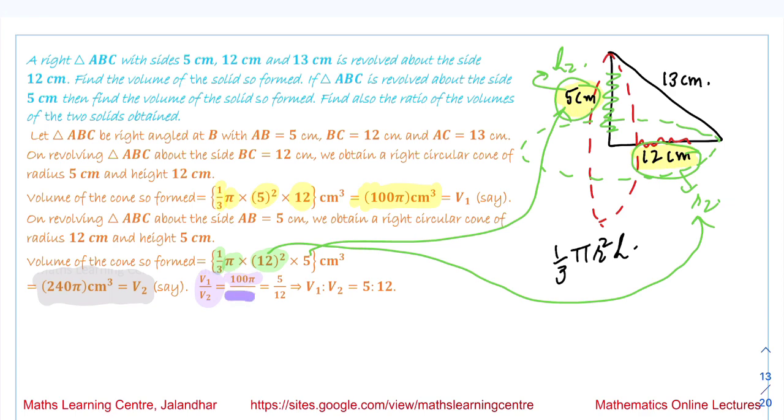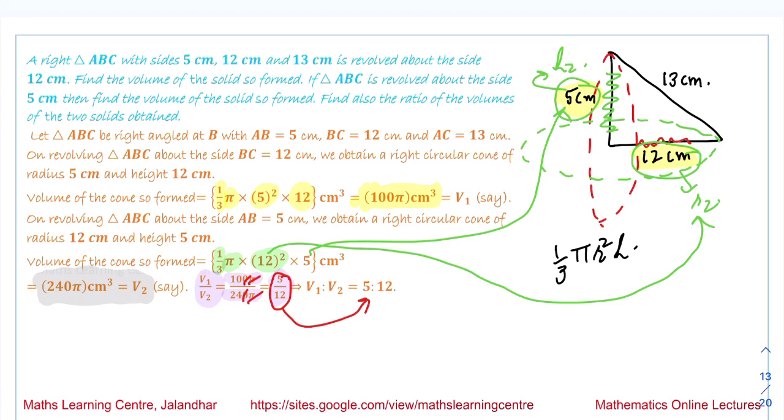So it is 100 pi over 240 pi. So this is 5. When you cancel these values and simplify, pi is cancelled out, the 0 is cancelled out, and we are left with 5 by 12. So the ratio of both these volumes will be 5 is to 12.